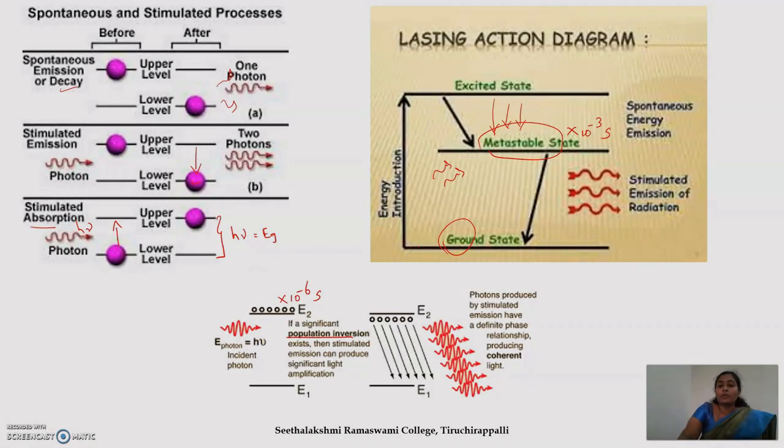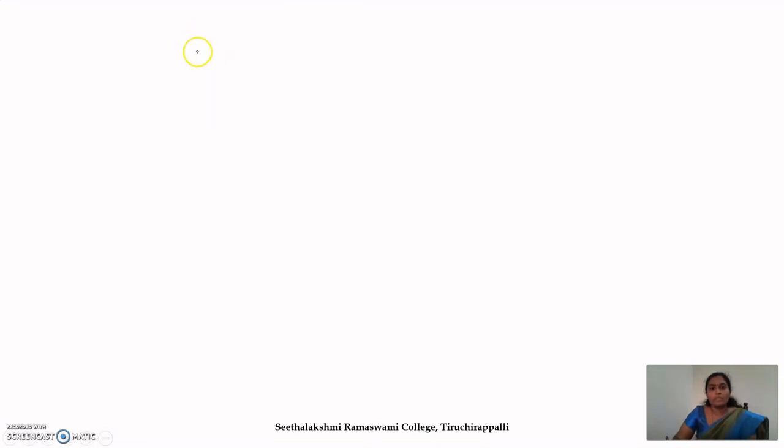And this is how the laser lights are produced. Okay, so now we'll see what is Einstein AB coefficient. This Einstein AB coefficient relates the spontaneous emission and the stimulated absorption or stimulated emission, and it was first given by Einstein around 1917 in order to explain Planck's radiation law.